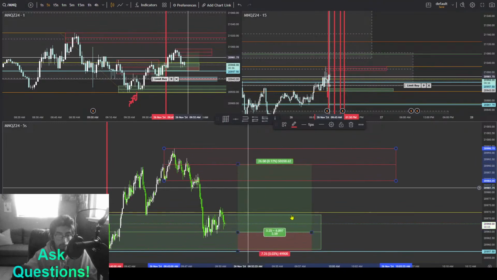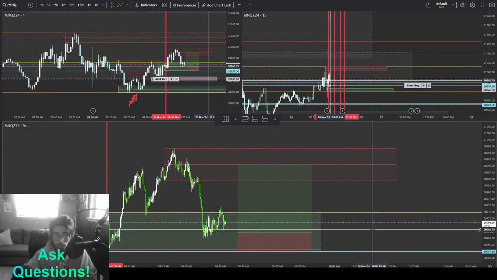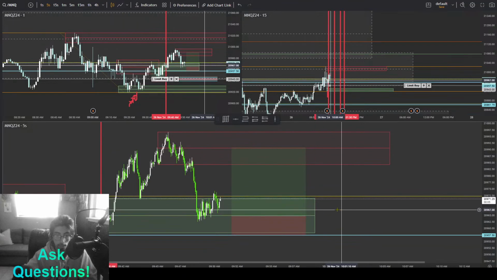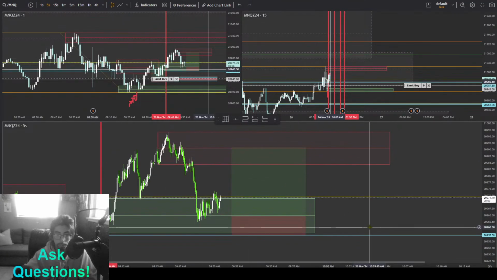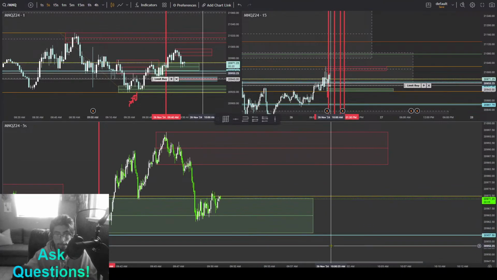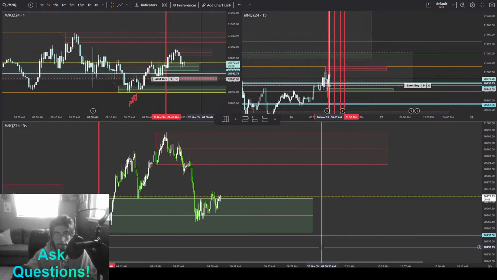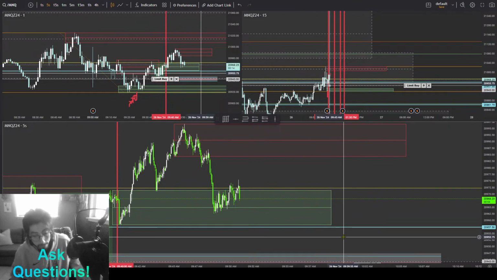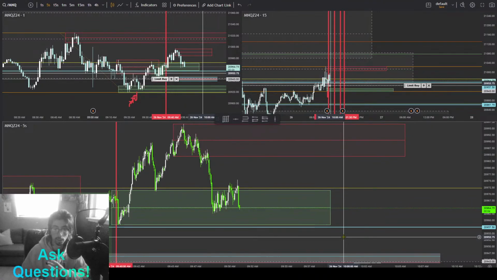I like this one too. I wouldn't be interested in this unless we break this green zone. And if we do break this green zone, I'll take it. And then I won't take it. Let me get rid of this too. Just don't like how it's chopping.